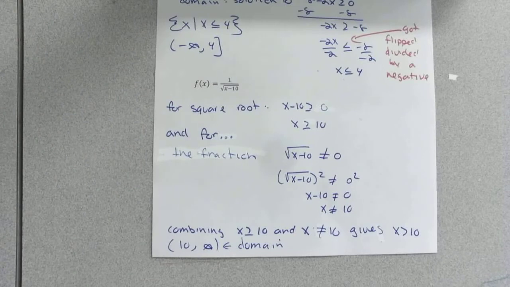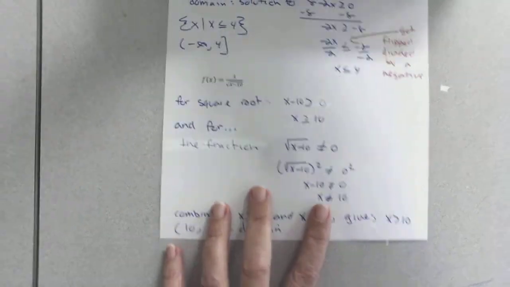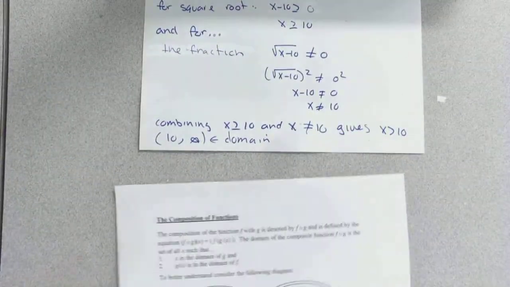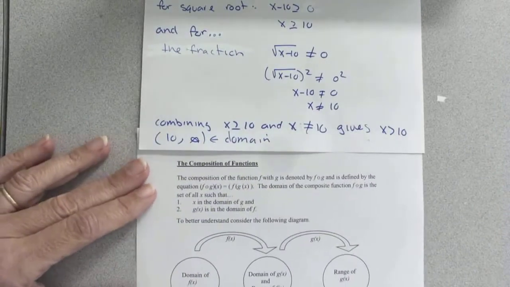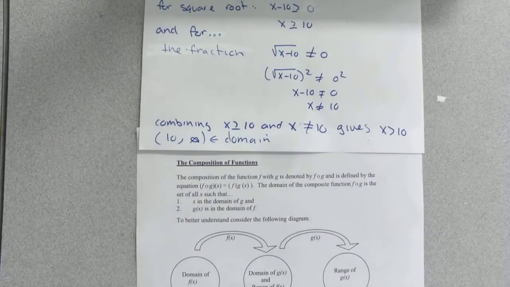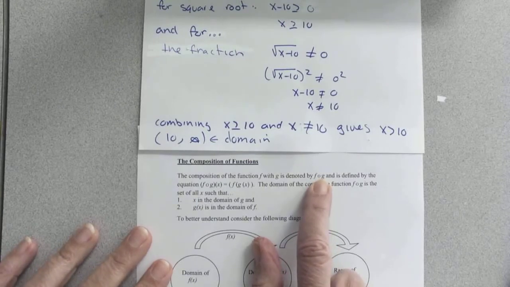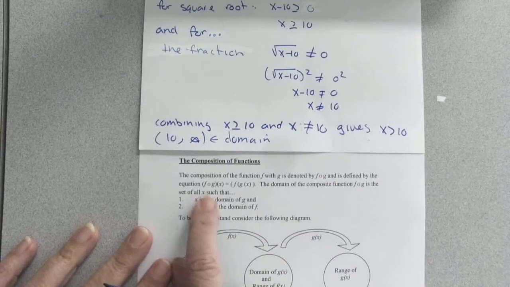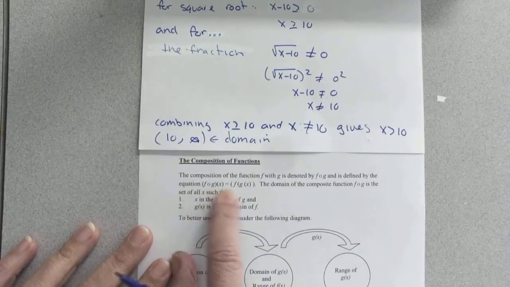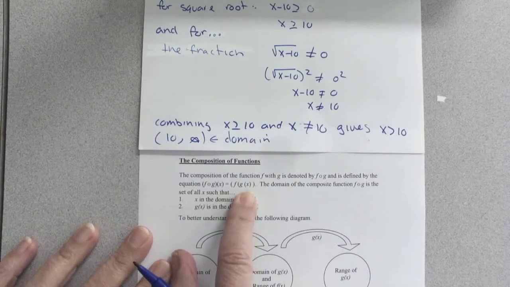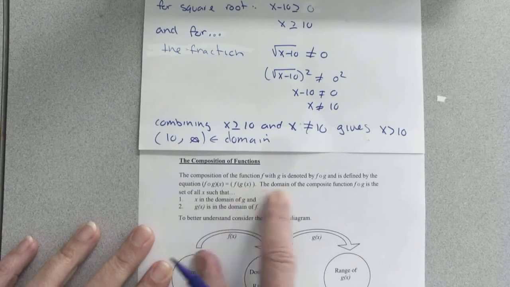Now the other topic in this section is composition of functions. And so trying to explain what the composition of functions are. So we got the official mathematics first. The composition of the function f with g is denoted by f circle g. So that's a little circle, does not mean multiplication. Little circle means composition, and is defined by the equation f circle g of x equals f of g of x. They're both read the same way.